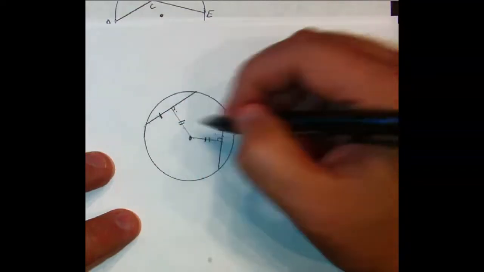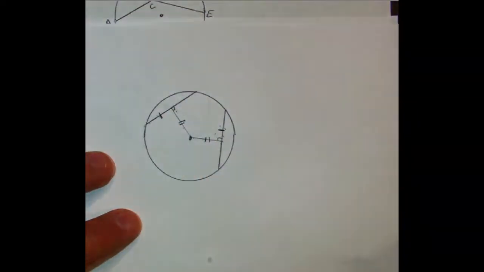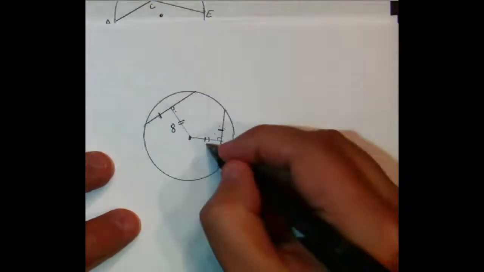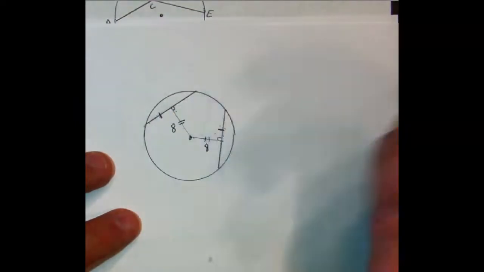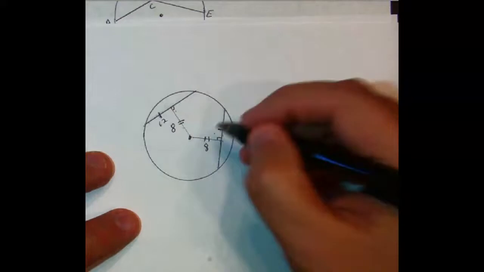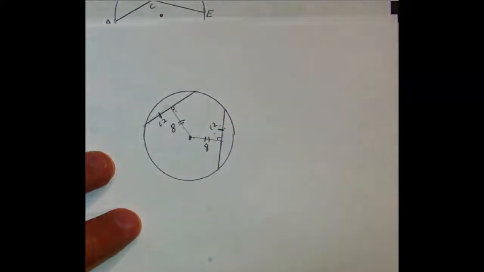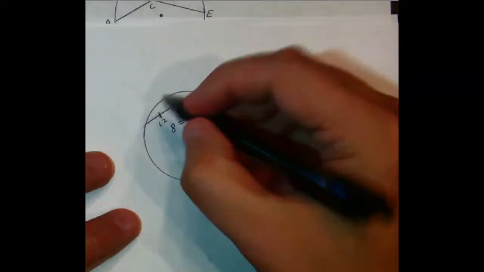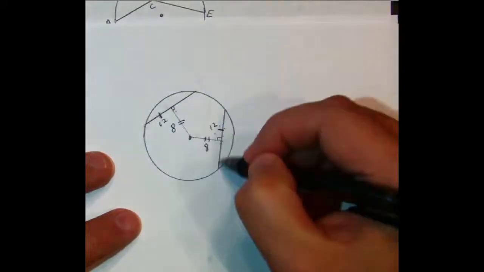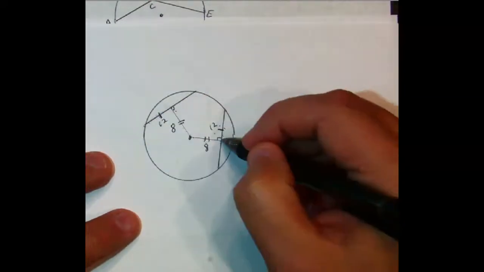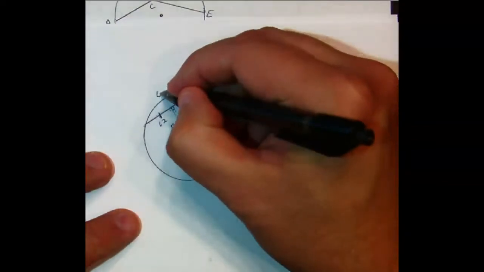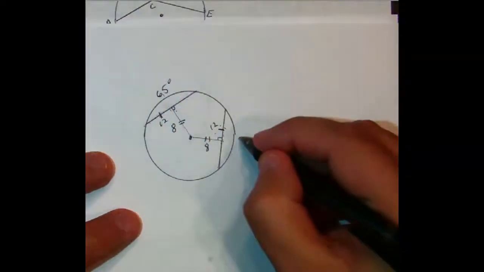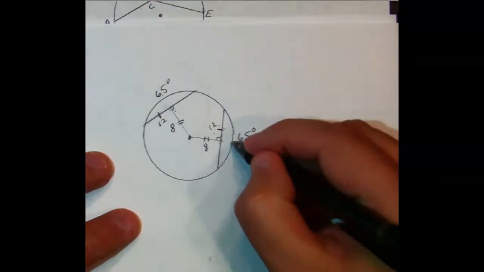So notice I have 2 and 2. In other words, if this line segment was 8, that one would be 8. And if this whole line here was, say, 12, then this whole line would be 12. But there is also something else going on. If the chords are congruent, then their corresponding arcs will be congruent. So let's say this is 65 degrees. Well, then this one would be 65 degrees.